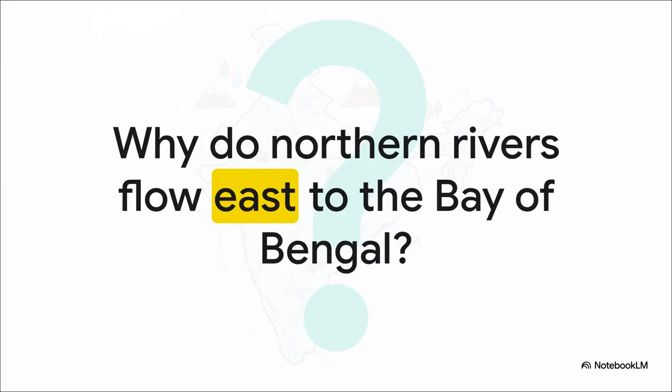Welcome to this explainer. Okay, let's dive straight into this, because today we're tackling a genuinely grand geographical puzzle. Think about it. Why do the massive rivers that originate way up in the Himalayas and northern India, and the ones starting down south in the Western Ghats, why do almost all of them flow east to dump into the Bay of Bengal? Seriously, what invisible hand is tilting the entire subcontinent?